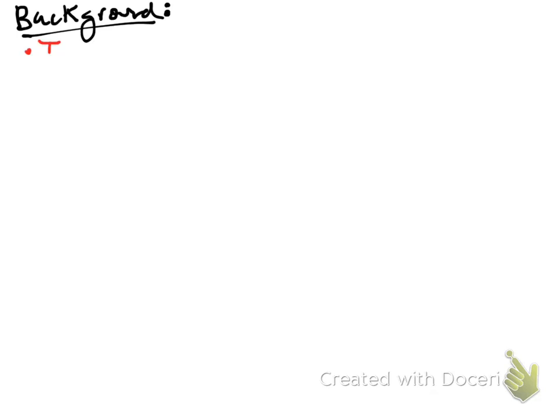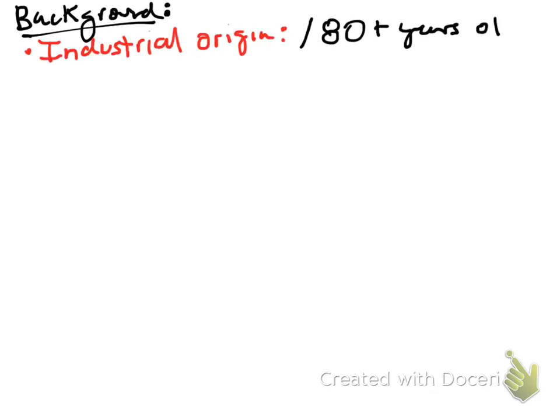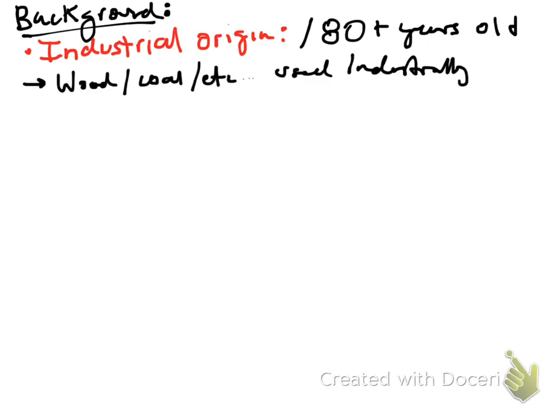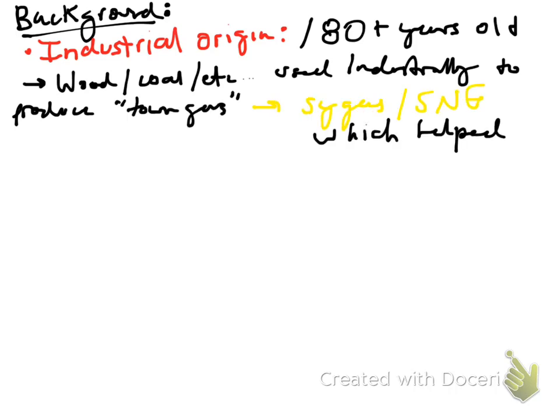So let's take a look at the background. I always think it's good to have a background in any sort of process that you're studying. So the industrial origin is about 180 plus years old in terms of industrial scale. And whether or not they knew it was called gasification, that is what they were doing. It was essentially the burning of wood and coal at industrial scales to produce something called town gas in cities, mainly in Britain at the time.